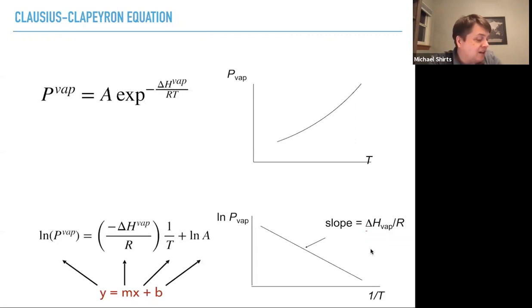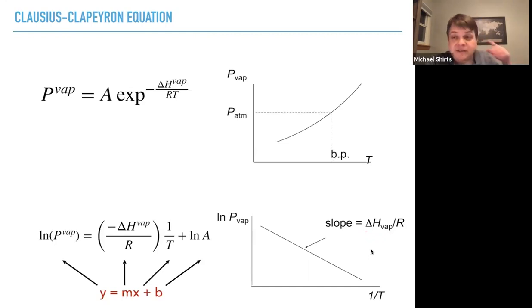where y is log vapor pressure, the slope is minus delta HVAP over R, and x is 1 over T. So the variable that you're plotting against, the x-axis, is 1 over T, and b is log A. If you measure the vapor pressure, which is essentially the partial pressure of the vapor in the air, so the amount of your substance in the air, then you plot log of that by 1 over T, and you can calculate its heat of vaporization, which is a nice effect. This is called the Clausius-Clapeyron equation.